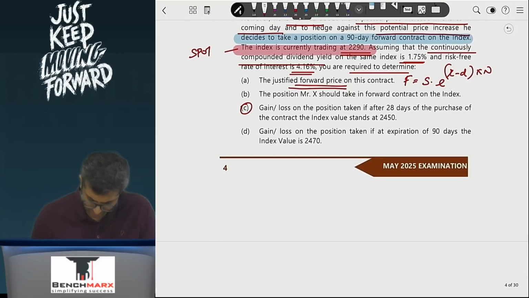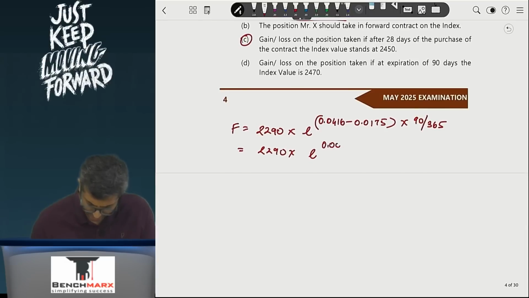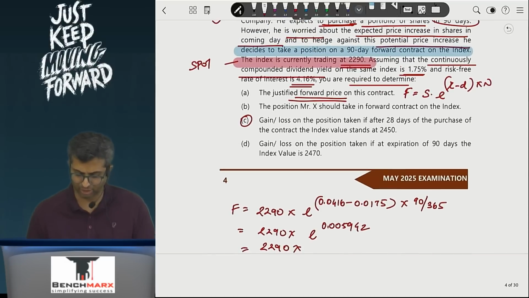So the forward price over here would be F is equal to spot, that is 2290, into e raised to (0.0416 minus 0.0175) into, it's a 90-day contract, so 90 by 365, let us say. So if I do this working, this is 2290 into e raised to (0.0416 minus 0.0175) into 90 by 365. You get 0.005942. Now this number you can calculate on your calculator, so you can see at the end of the question if that data is given.